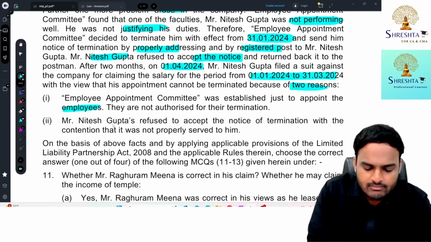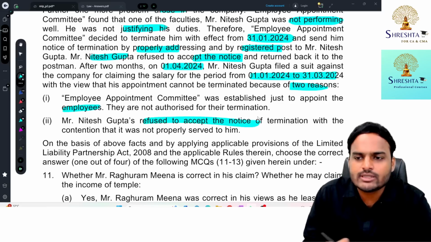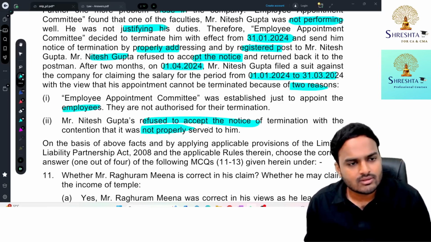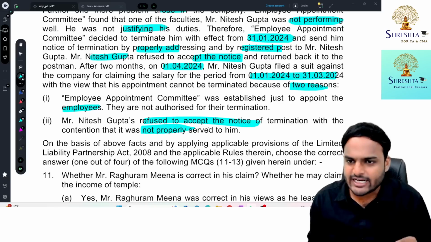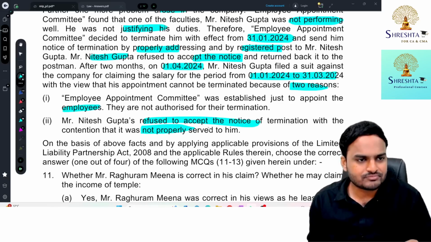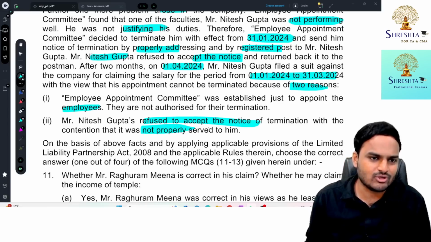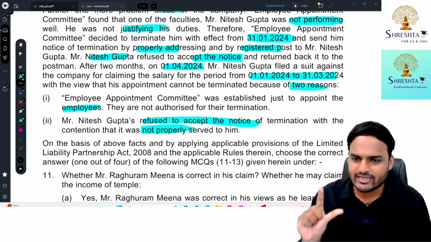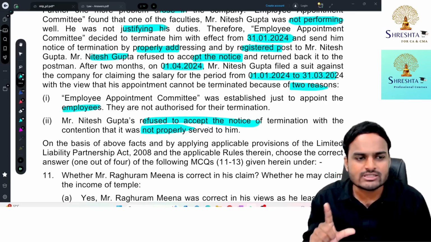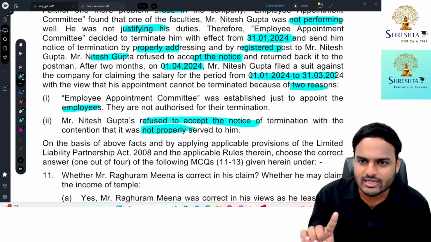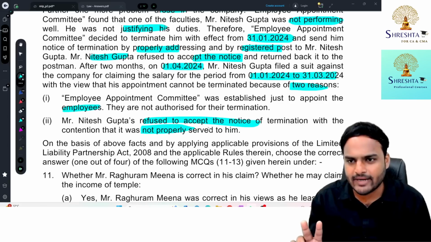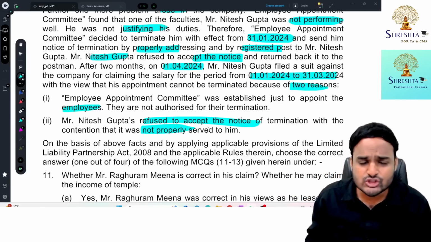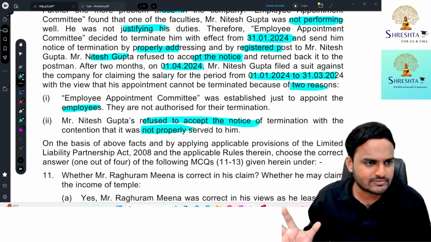Next, Mr. Nitesh Gupta refused to accept the notice of termination with the contention that it was not properly served. So, the 2 statements of Mr. Nitesh Gupta are not at all tenable. Why? First, power to appoint includes power to remove. Next, proper service of notice depends on 3 conditions: properly addressed, stamps properly paid, and sent through registered post. If these conditions are satisfied, it is assumed that the notice is served properly.